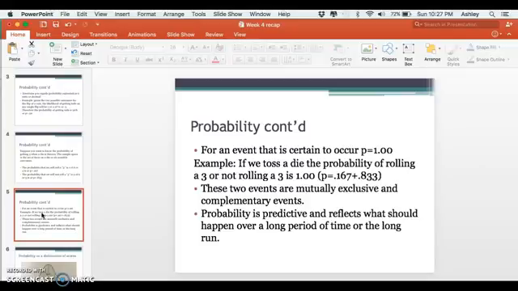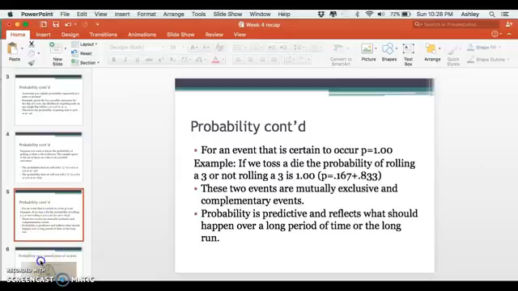The purpose of me giving you this background is to simply say that probability is predictive, and it reflects what should happen over a long period of time or over a long run, and not necessarily what may happen for any given trial or given an event. So when you see things like a surgeon advises that an operation has 75% probability of success, it simply means that in the long run, for all such cases, 75% of those cases are expected to be successful.